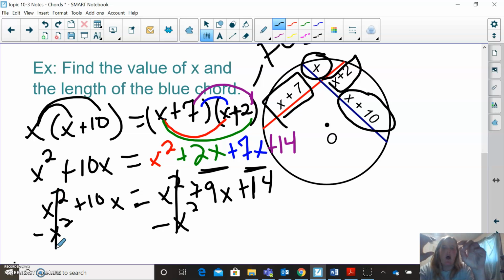I will tell you right now, with these problems you're not going to have x squared. You're not going to have to factor. The x squared will go away when you subtract it.